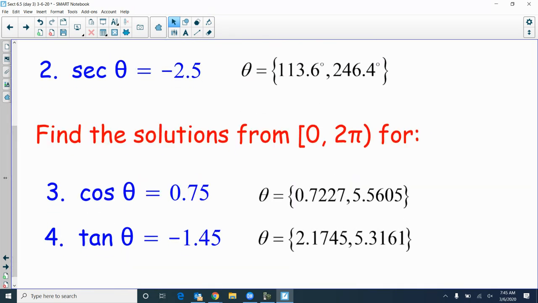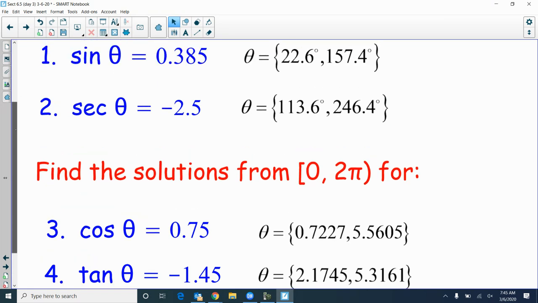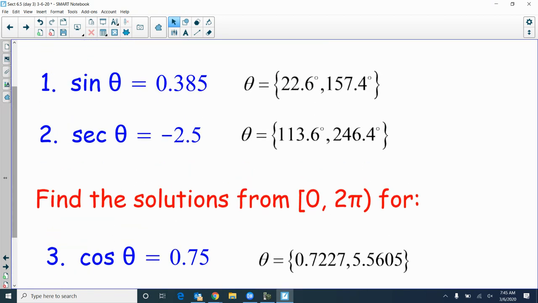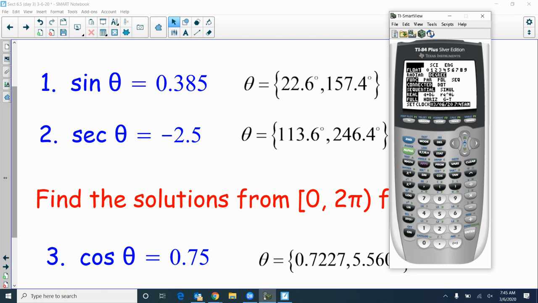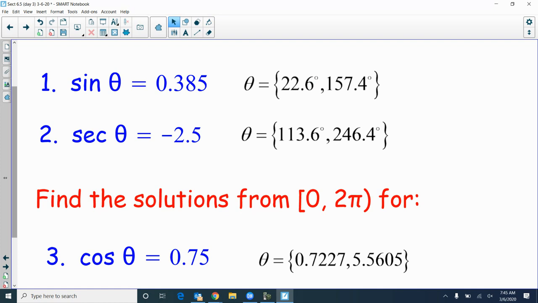In the first two, how do you get the second one? You're okay with getting the second number? Okay. Let me check what mode I'm in. I'm in degrees. So you use your calculator and do inverse sine of 0.385, and it gives us 22.6 degrees. There are two answers from 0 to 360 that will work. The second answer is based upon which quadrant. Sine is positive in which other quadrant? Okay, second quadrant.